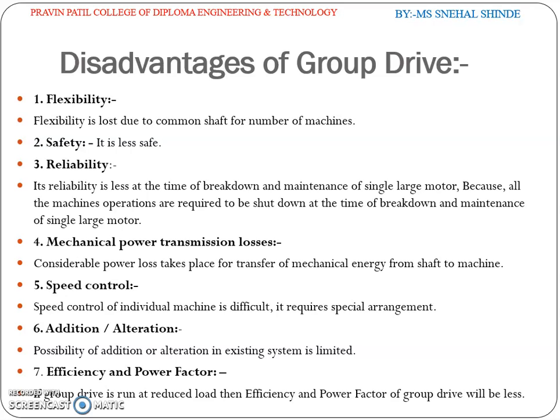Mechanical power transmission losses. Considerable power loss takes place for transfer of mechanical energy from the shaft to the machine. Speed control. Speed control of an individual machine is difficult. It requires special arrangement. The possibility of addition or alteration in the existing system is limited. Efficiency and power factor. If the group drive is run at reduced load, then the efficiency and power factor of the group drive will be less.